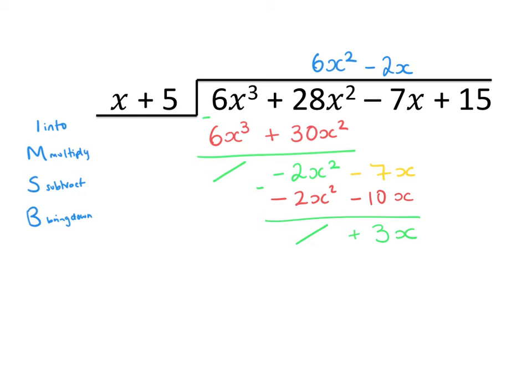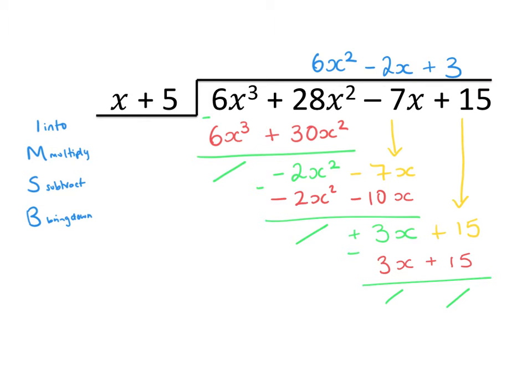Then our last step, bring down. So we're going to bring down that 15. So we should always have 2 terms here. Next step, back to step 1, into: how many x's go into 3x, and that is 3. We then multiply, so 3 times x is 3x, 3 times 5 is 15. And then our last one is we subtract. 3x minus 3x is 0, 15 minus 15 is 0.